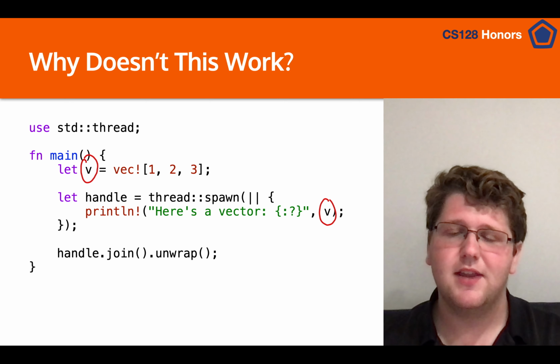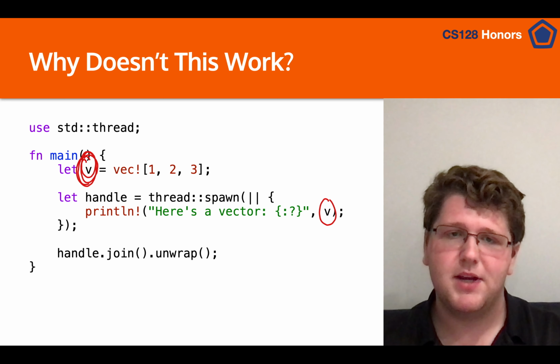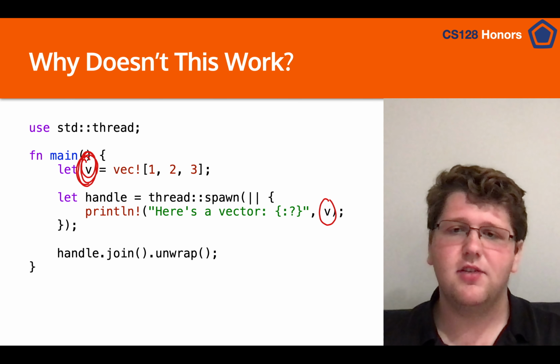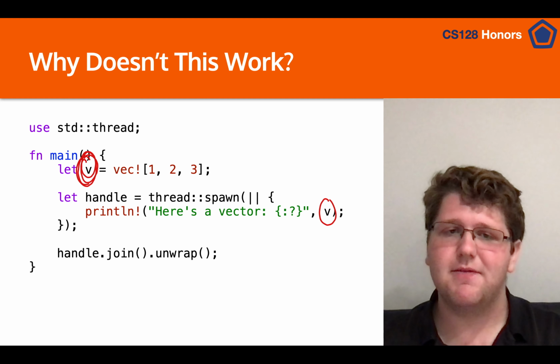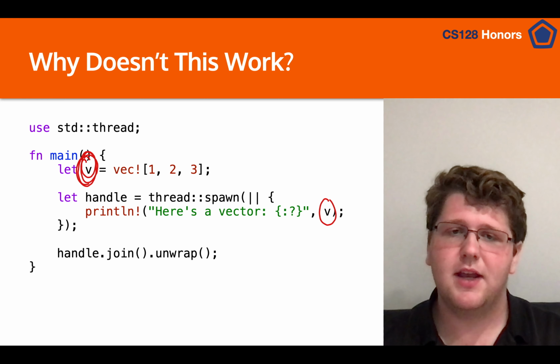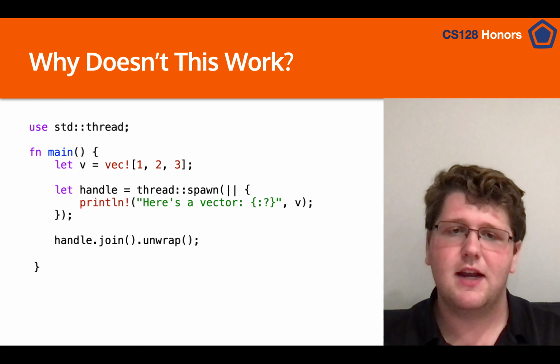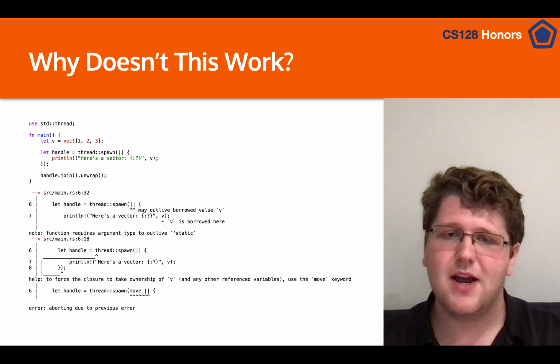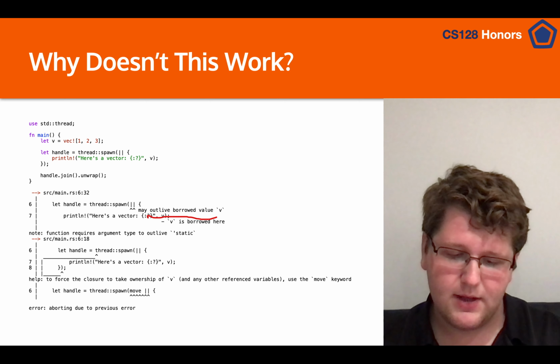Now, the issue is that this is actually not going to compile because v is still technically owned up here. And when you have v owned up there, then Rust doesn't know when it will be able to get v back from this child thread. It doesn't know how long that thread is going to last. And so you'll get a nasty compiler error that will look something like that. As you can see, it says "may outlive borrowed value v" right there.